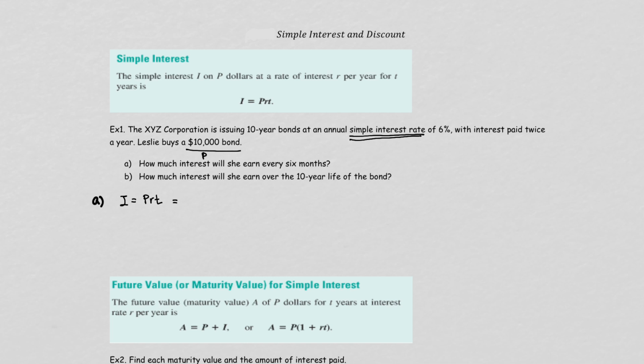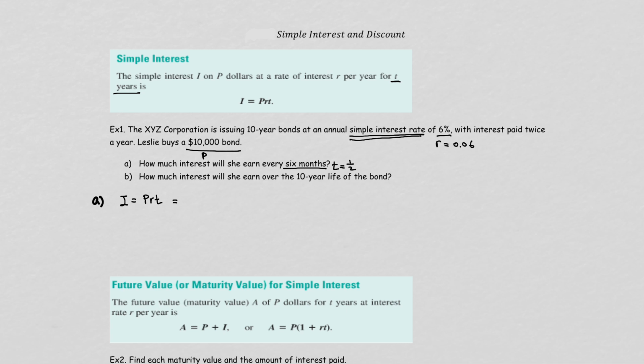Then your rate is 6%, but you need to change that into a decimal, so it will be 0.06. And your T, time, is going to be 6 months. T is time in years. So if it's 1 year, T is 1; 2 years, T is 2. But this is 6 months, not even a year, so half of the year. Your T is equal to 1/2, half, or 0.5.